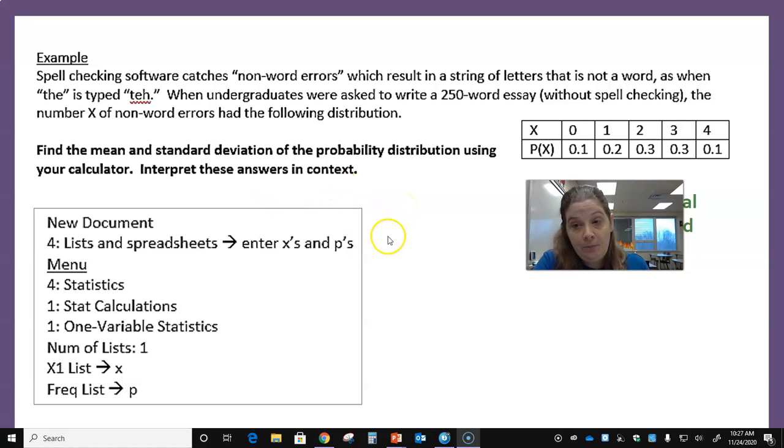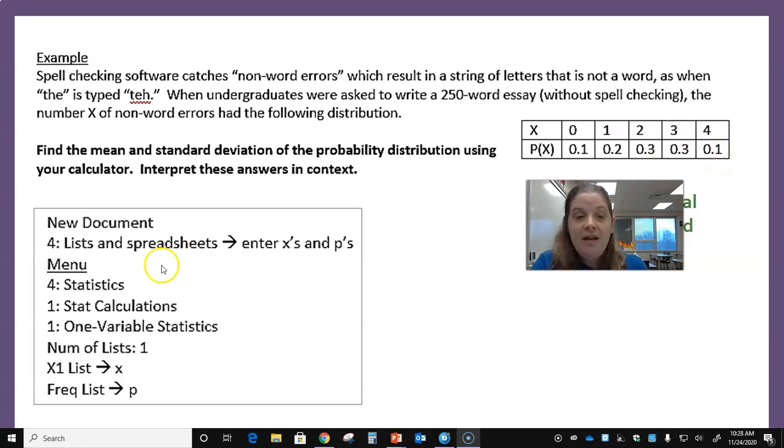So here's what we're going to do. Okay, in your TI-Nspire, and I would suggest you pause the video here in a second and actually do this. Okay, you're going to create a new document with a list and a spreadsheet. And you're going to create the X column in a spreadsheet with 0, 1, 2, 3, 4. And you're also going to enter the probability, and you're going to type it in as P. You can't type it in as P of X because your calculator doesn't like that notation. But for P of X, you're just going to type in P and put 0.1, 0.2, 0.3, 0.3, and 0.1 next to those values.